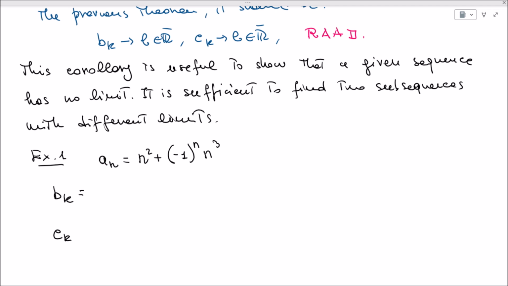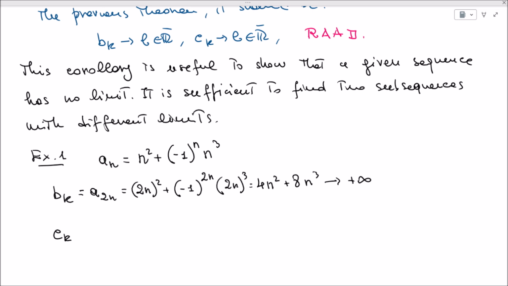For example, let's take for b_k a_{2n}, only the even indices. So what we get is (2n) squared plus (-1)^{2n} times (2n) cubed, which is 4n squared. Now (-1)^{2n} is 1, so we simply get plus 8n cubed, and clearly this is something that will diverge to plus infinity.